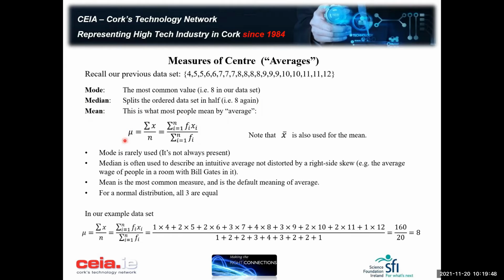The mean, which can be referred to by the letter mu or by the letter x bar. And it's just the sum of all values divided by the number of data points. And that's equivalent to saying the sum of the frequency times the value divided by the sum of the frequencies. It's a slightly quicker way of calculating the same mean.